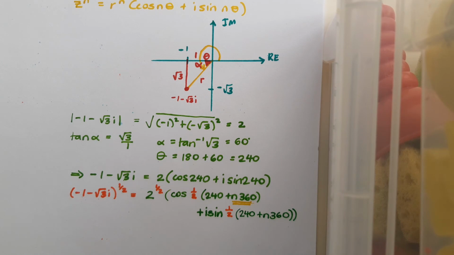So here is my complex number in polar form with those halves all applied. Again, you can see in the sine term that I've got plus n360. That's really important. So now I'll apply all those halves.